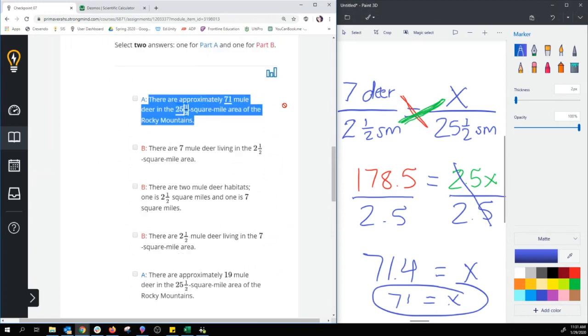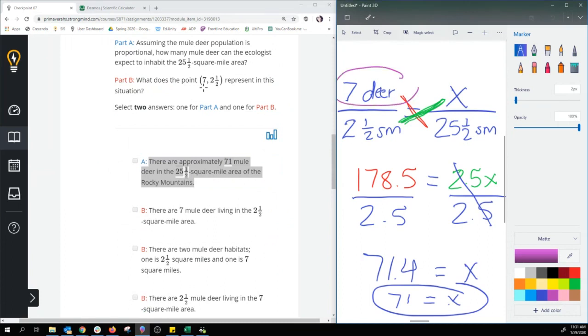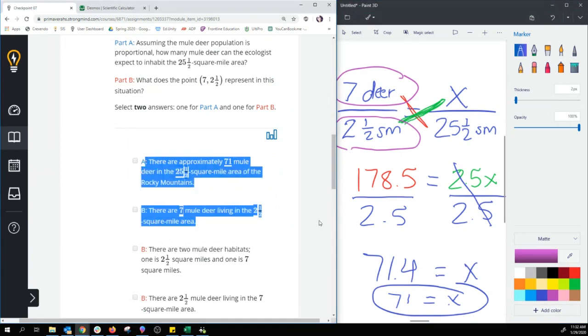Okay. And then part B is asking us, what does the point (7, 2.5) represent in terms of this situation? Well, 7 was the number of deer, right? If I look here at this proportion we set up, 7 was our number of deer, and 2.5 is the number of square miles. So there are 7 mule deer living in the 2.5 square mile area, so B. So these two here.